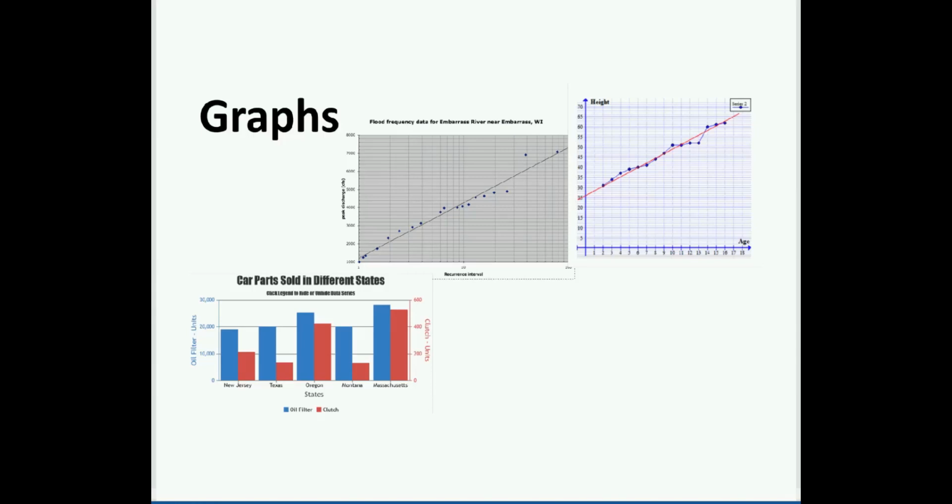This graph is a bar graph. Ooh, that's not the color I wanted. Are you kidding me?